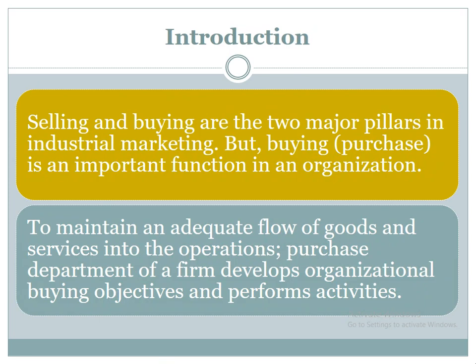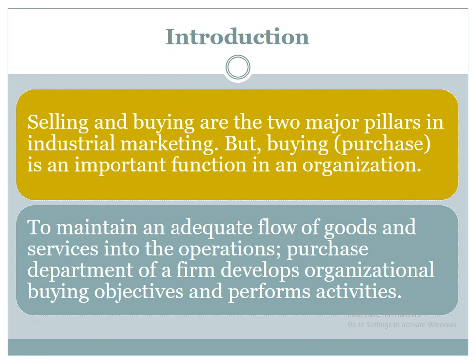First, we'll start with the introduction. Selling and buying are the two major pillars in industrial marketing. These pillars are important in normal consumer marketing also. So, two important functions: selling and buying. But buying, that is purchase, is an important function for an organization.